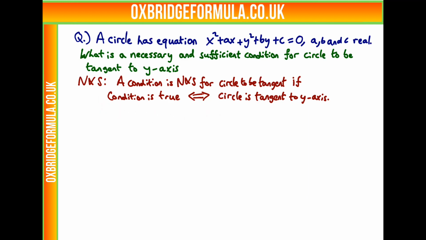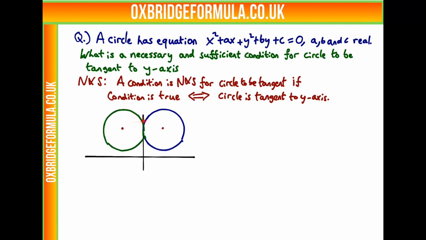Okay, so what does a circle being tangent to the y-axis look like? Well, if you draw an arbitrary circle, this is tangent to the y-axis. And are there any other possibilities when a circle is touching the y-axis at this point, say? Well, it could also be touching from the other side. So there are two different circles which touch the y-axis at this point here.